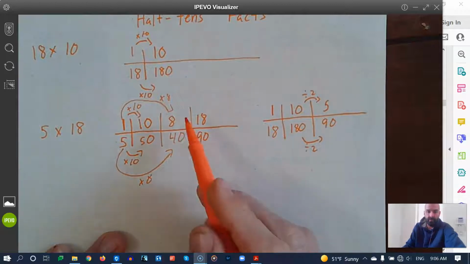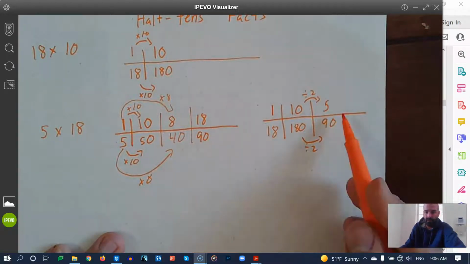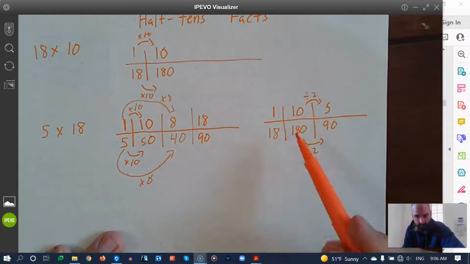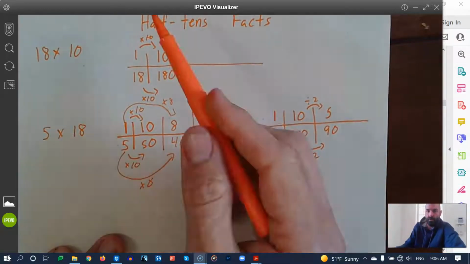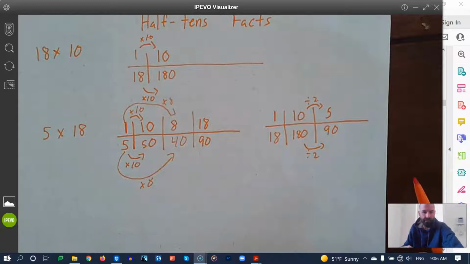Either one you could have done. This has more calculations in it. This is a simpler, more efficient way, both effective, both valid. Maybe the better way here, because we are thinking about that half of 10, that 5 is half of 10.